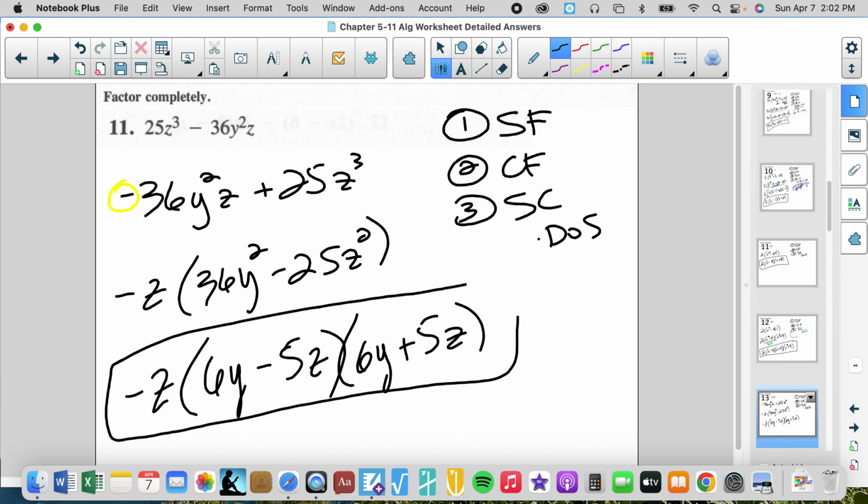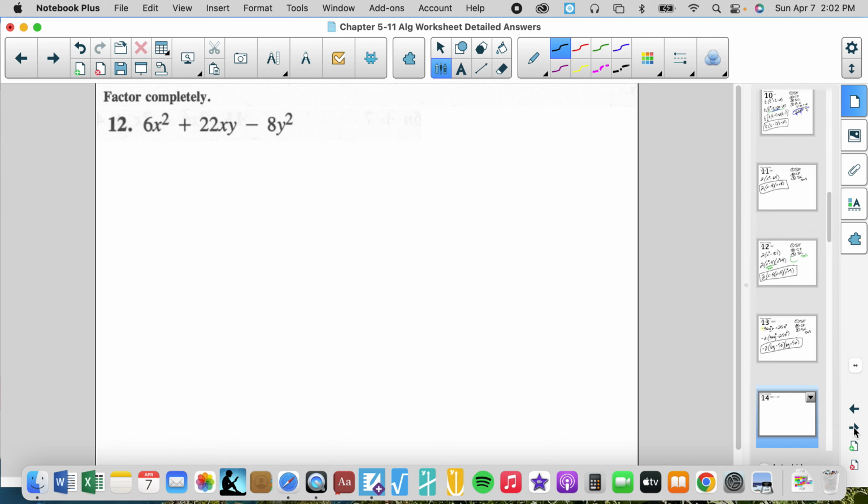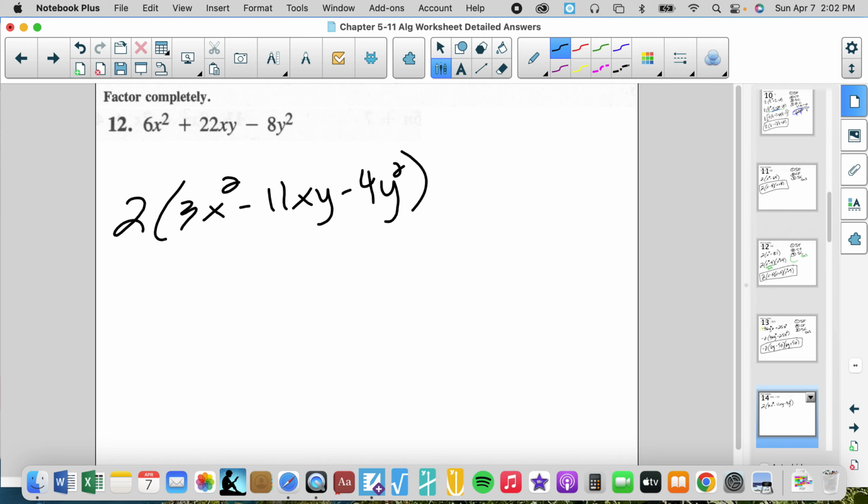This is, again, very similar to the problems at the end of section 5.10. 36 is a perfect square, that's 6 squared. 25 is a perfect square, that's 5 squared. That's why we get the 5z and the 6y. And then conjugates. 2 can come out of there. That's going to be 3x squared minus 11xy minus 4y squared.